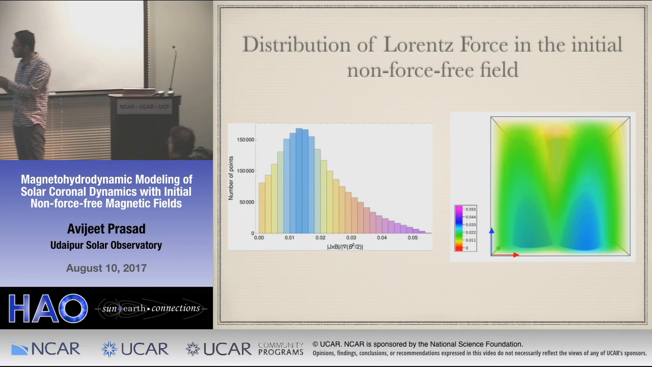But if you look at the spatial distribution of the Lorentz force, we can see that the Lorentz force decreases as we go up in height, which would mean that the lower boundary is more non-force free. But if you go to upper layers in the atmosphere, they become very close to the force free state.